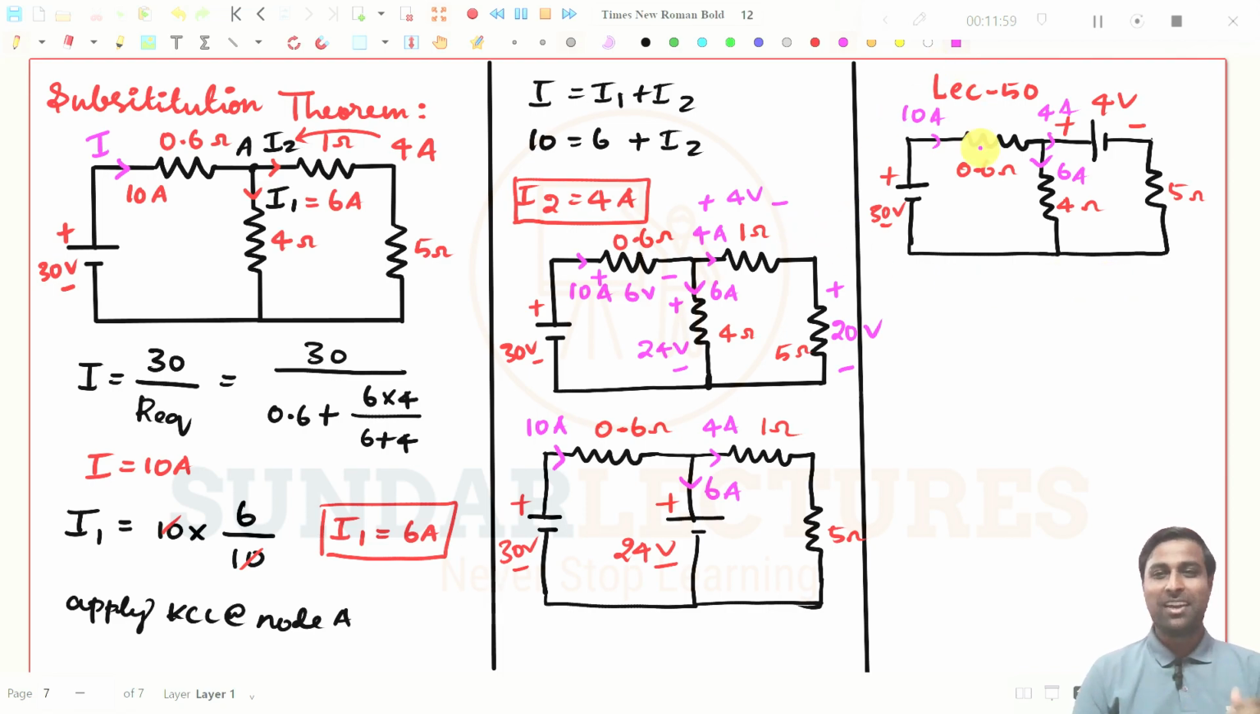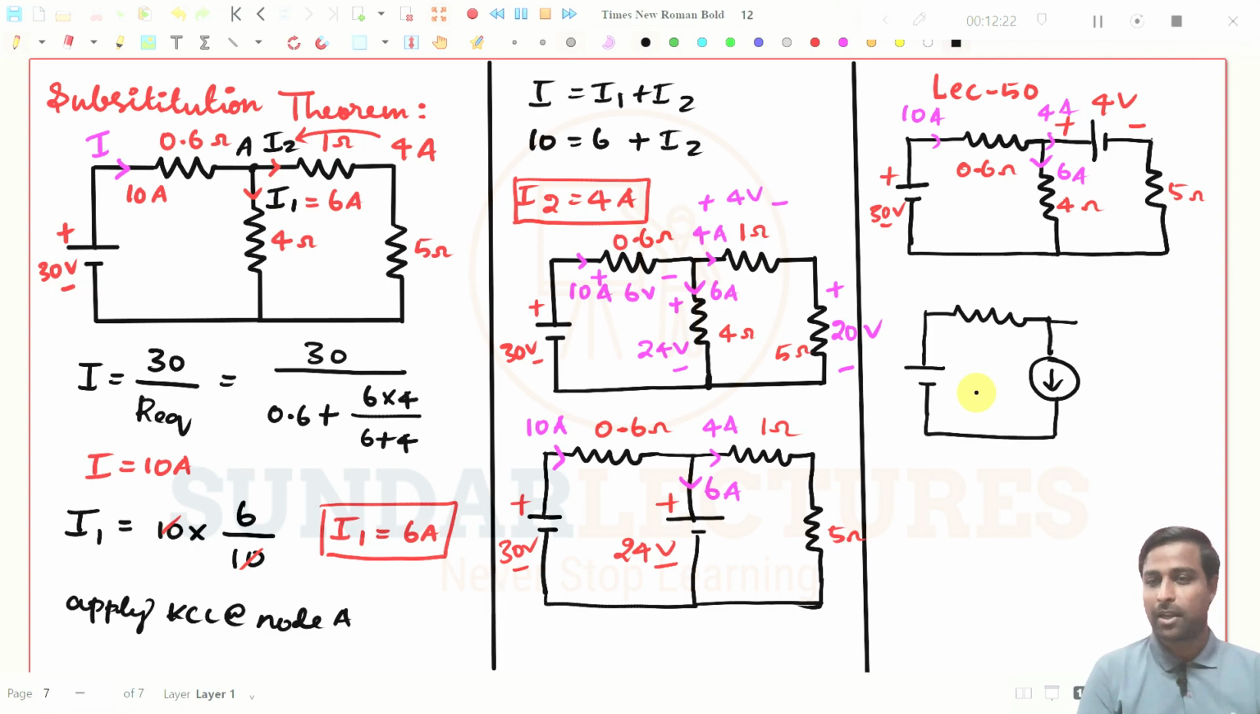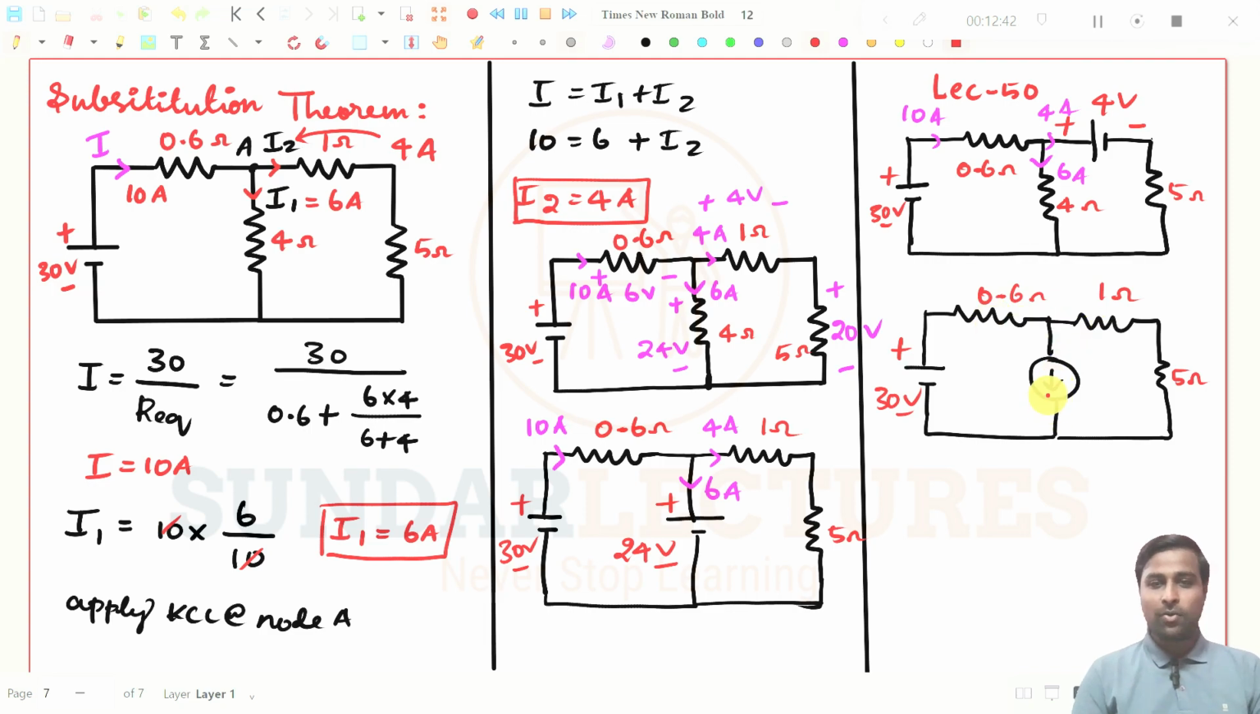And maybe I will draw another diagram like this. See, this is the 30 volt source. And here I have a resistor. And now I can put a current source here. That is also possible. Now I can draw a resistor here, so if I do this one like this, 30 volt, and here it will be 0.6 ohms, and it is 1 ohm resistor, and this is 5 ohms. And now here, you can write it as 6 ampere source.